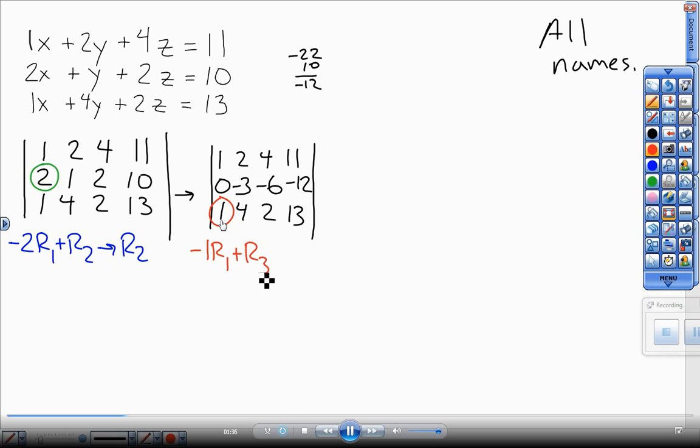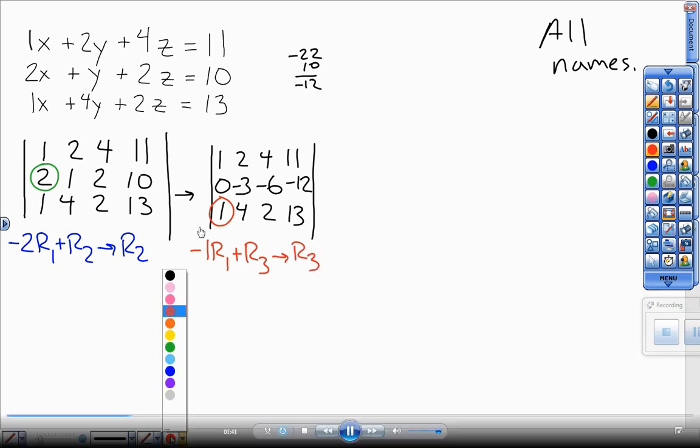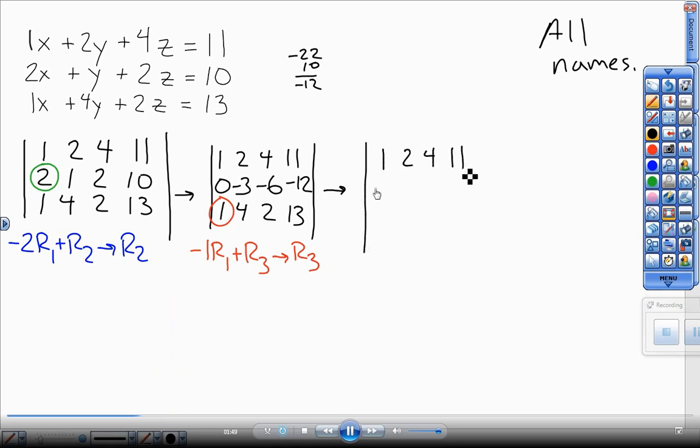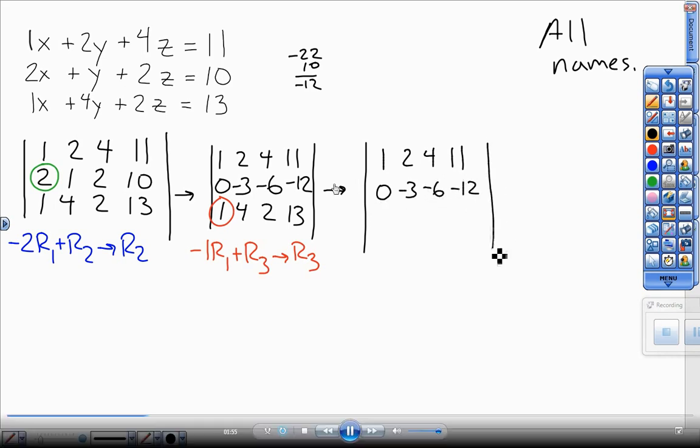Next, zero out this number by timesing the top row by -1, adding that to row 3's number 1 to make that 0, and putting it back in row 3. So I'm timesing the row 1 by -1 and adding that to the row 3 number. I'm writing the rows that I'm not changing first.